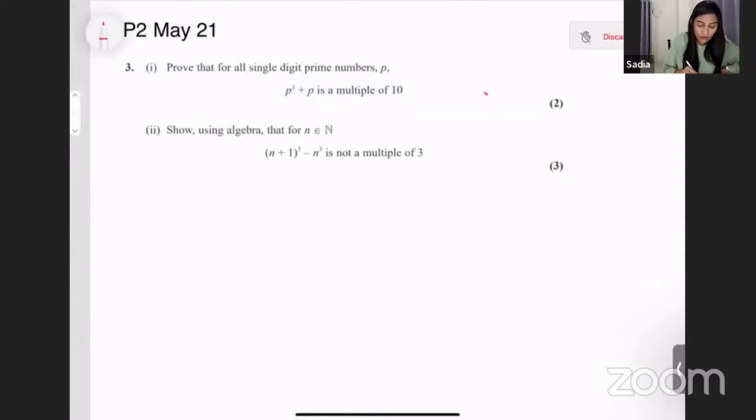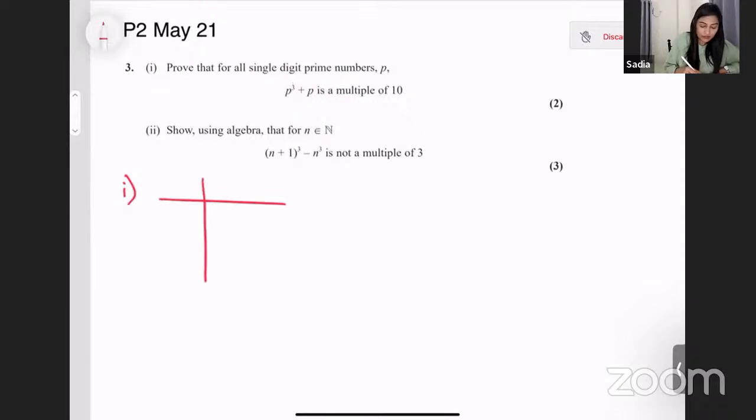prove that for all single digit prime numbers, p cube plus 3 is a multiple of 10. Okay, so they have already restricted the limit. We have to deal with the single digit prime numbers. So you cannot exceed 10. So it has to be less than 10. So these are the values of P.